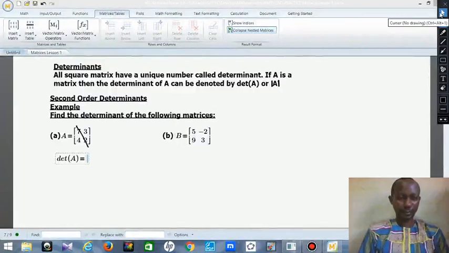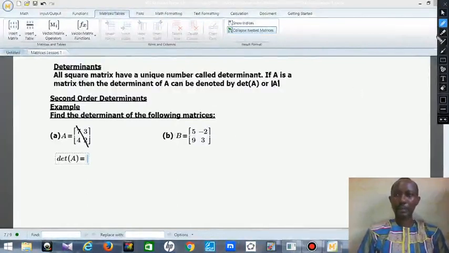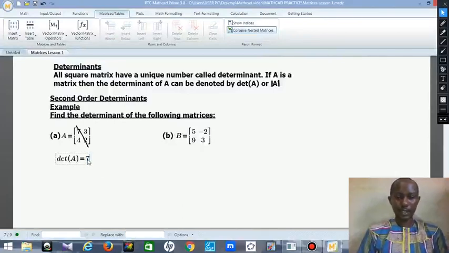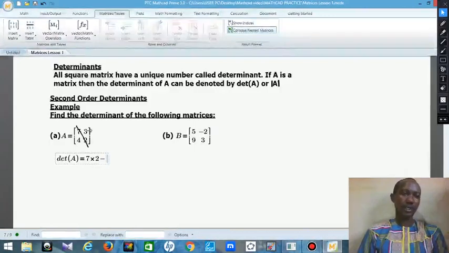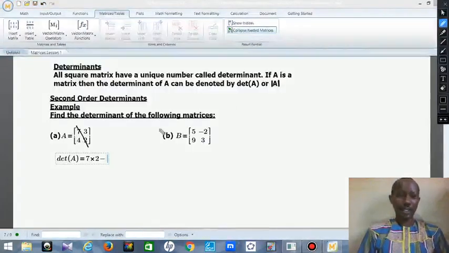It will now be 7 times 2. Then it's always minus, this place is always minus. So 7 times 2 minus, you come there, 3 times 4. 7 times 2 minus 3 times 4. So it's like this. Take note. Like this, like cross multiply. 7 times 2 minus 3 times 4. That is all about determinant. Then you evaluate it and get your answer.